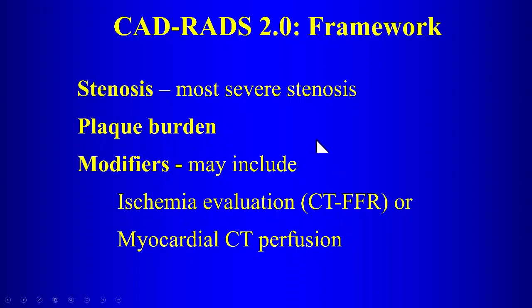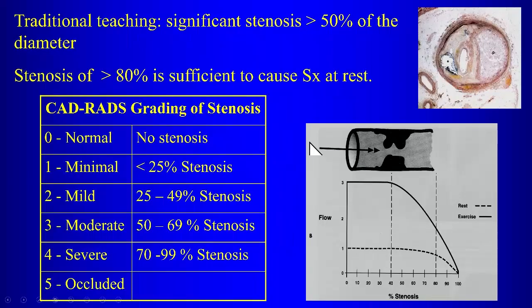The framework for the scoring system when we're looking at coronary CTA stenosis: we're trying to find the most severe stenosis. Plaque burden, they have added to the new scoring system, CAD-RADS 2, it wasn't there on 1. And then there are these various modifiers. They have a modifier for ischemia, which can be from CT-FFR, fractional flow reserve, which we will talk about, we'll explain what that is, or myocardial CT perfusion if you happen to do myocardial CT perfusion.